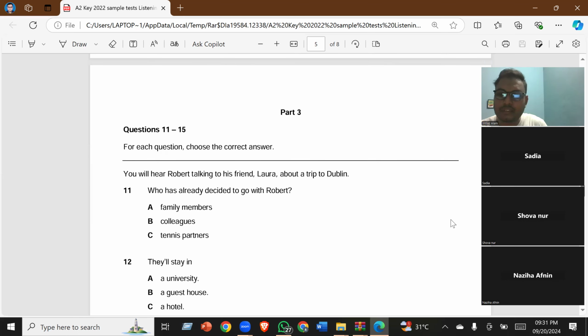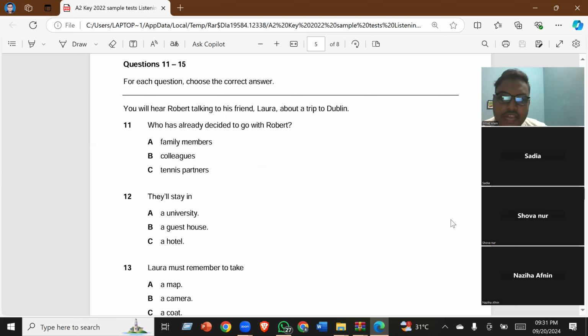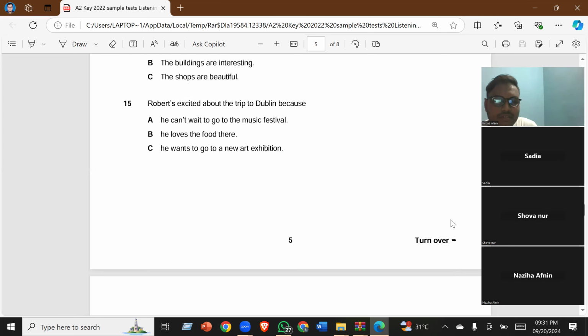Questions 11 to 15. Students, do you understand? Yes, sir. Can anyone tell about the tips and tricks that I have already told? What was the tip? What was the trick, by the way? The keyword. Yes, identifying the main word. If you can identify the main word, then it will be really easy for you to identify the main answers or the correct answer. Okay.